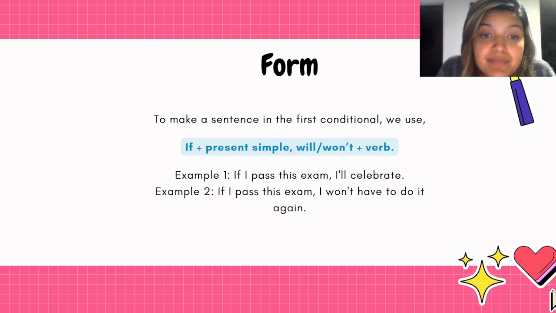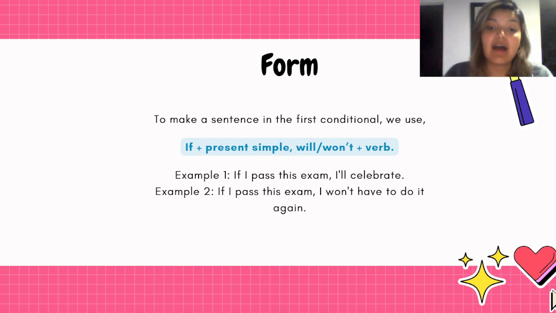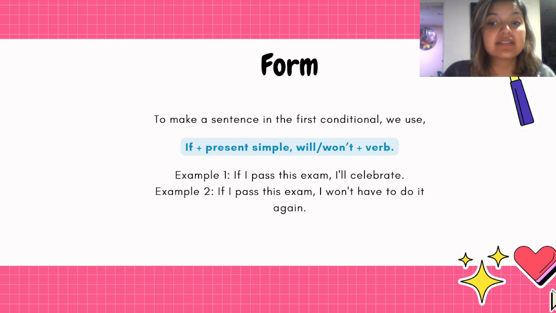So the form is the next. To make a sentence in the first conditional, we use if plus present simple, comma, then will, won't, plus the verb. Example 1. If I pass this exam, I'll celebrate. Example 2. If I pass this exam, I won't have to do it again.